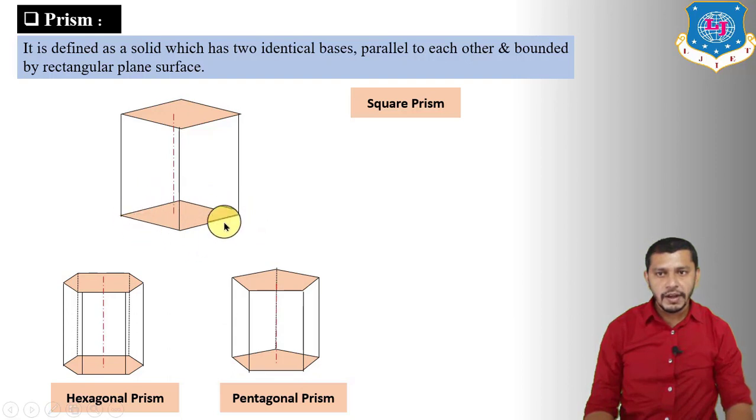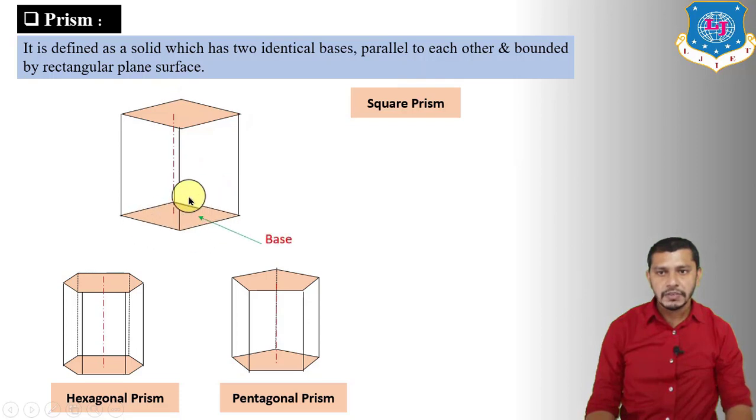So if the two identical bases of the prism are square planes, then the prism is known as the square prism. And if the two identical bases of the prism are hexagonal planes, then the prism is known as the hexagonal prism. If the two identical bases of the prism are pentagonal planes, then the prism is known as the pentagonal prism. Now let us discuss the dimensional parameters of the prism, showing it in the square prism.